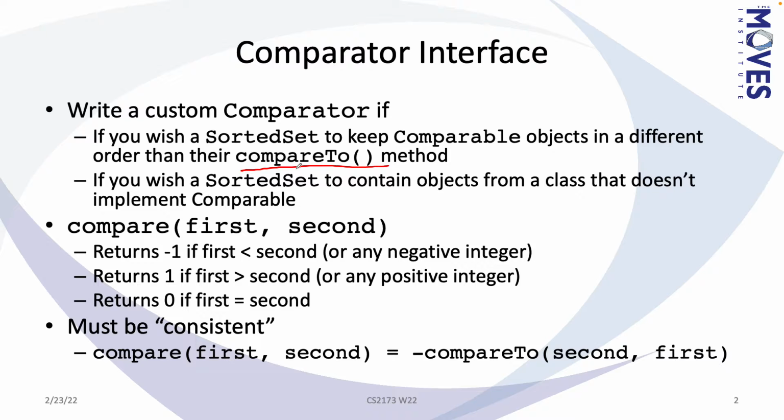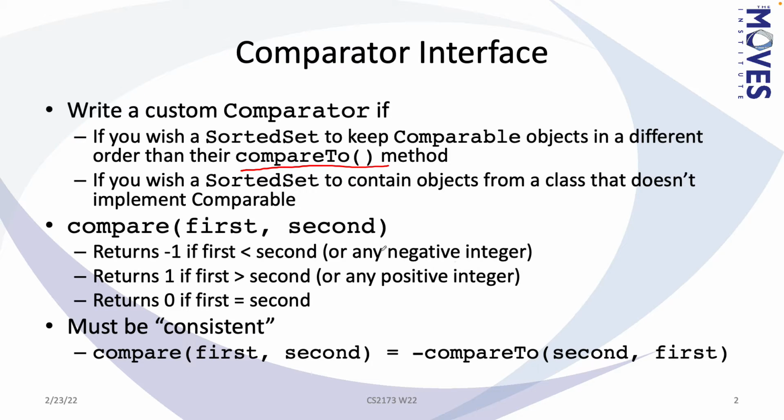The custom comparator is what you use if you want to sort it differently. So even if it's comparable, if I want to sort the integers in reverse order, as we saw yesterday, then what I do is I write a custom comparator, and then when I instantiate the sorted set, which in this case is going to be a tree set, I pass it an instance of that comparator, and the tree set will use that comparator rather than the default.